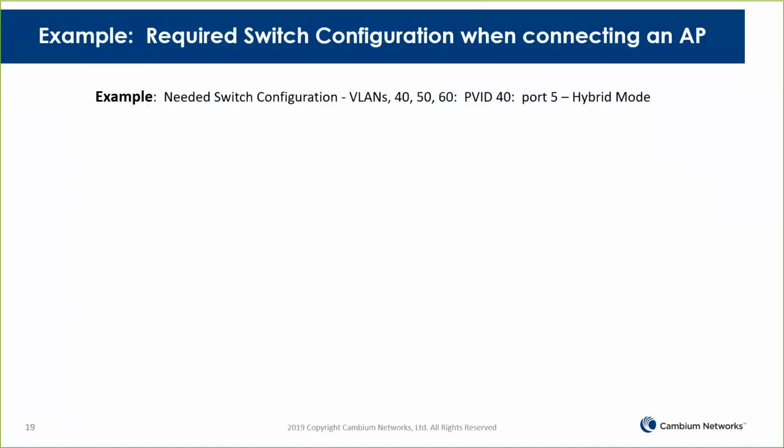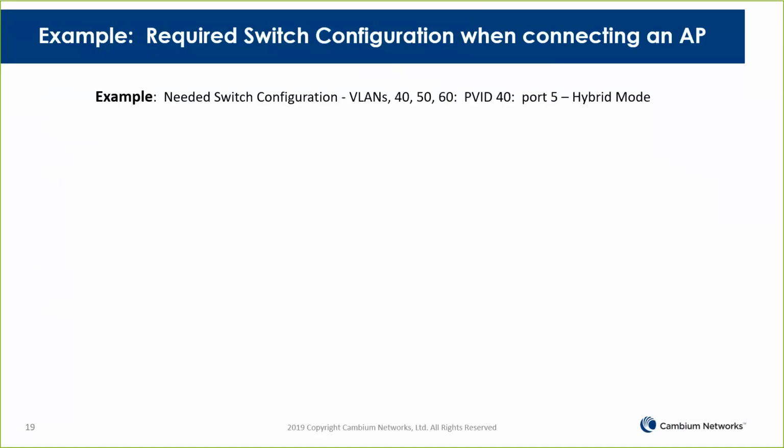Okay, so here's a quick example. I keep talking about access points. So let's say you're connecting an access point into your network, and that access point is associated with 3 SSIDs: a guest SSID, a contractor SSID, and an employee SSID. In my example here, those 3 SSIDs will be tied to VLAN 40, VLAN 50, and VLAN 60. Let's say you want the PVID to be VLAN 40. And in my example here, we're going to connect the access point into port 5.